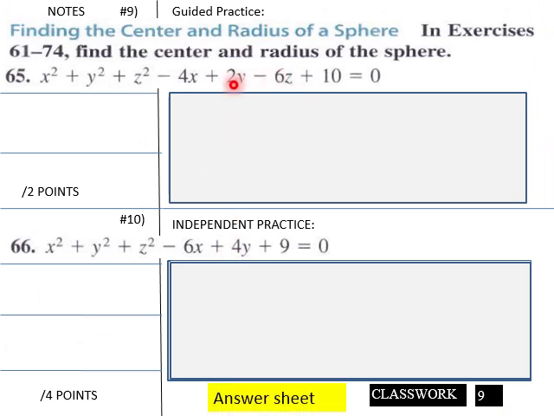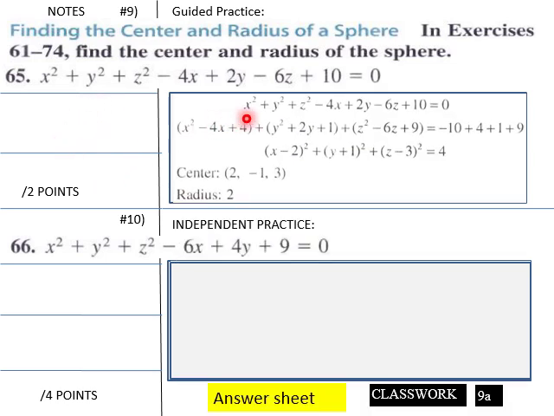So let's try one. Find the center and radius of this sphere here. What's our first step, students? First step here is to group like terms together, and then complete our squares just like we did in the previous one. So x squared, and then y squared and 2y, and then z squared and negative 6z, and move this thing over there.